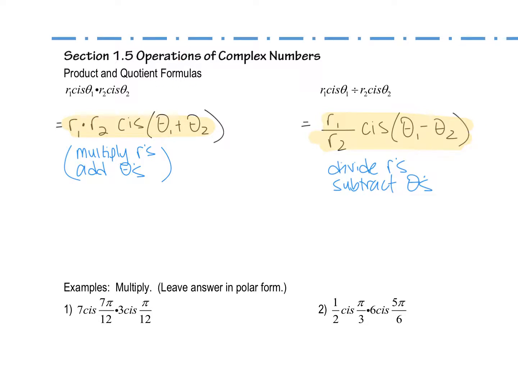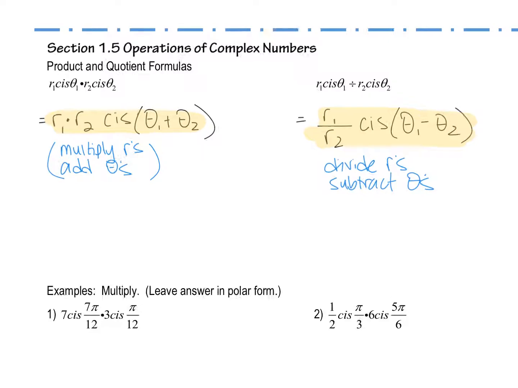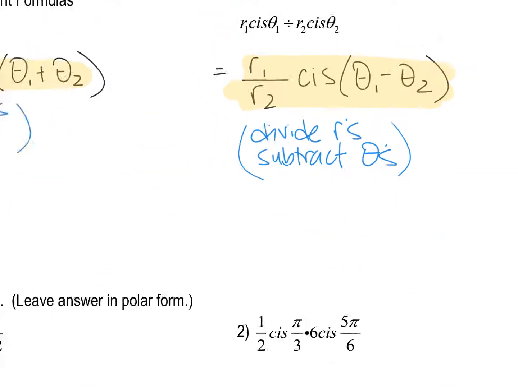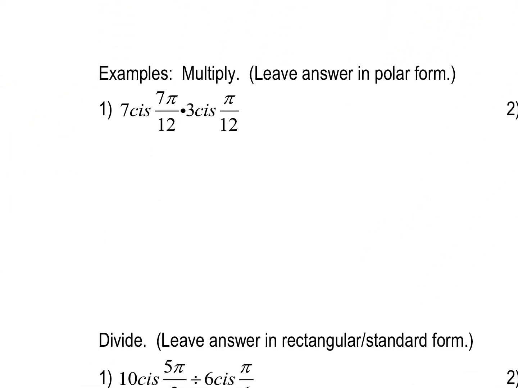And then similarly, we have a quotient. Whenever it's division, you take your two r's and you divide them, and then your thetas, you subtract them. So divide r's, subtract thetas. And that is how we're going to do those. Let's practice a couple of them.